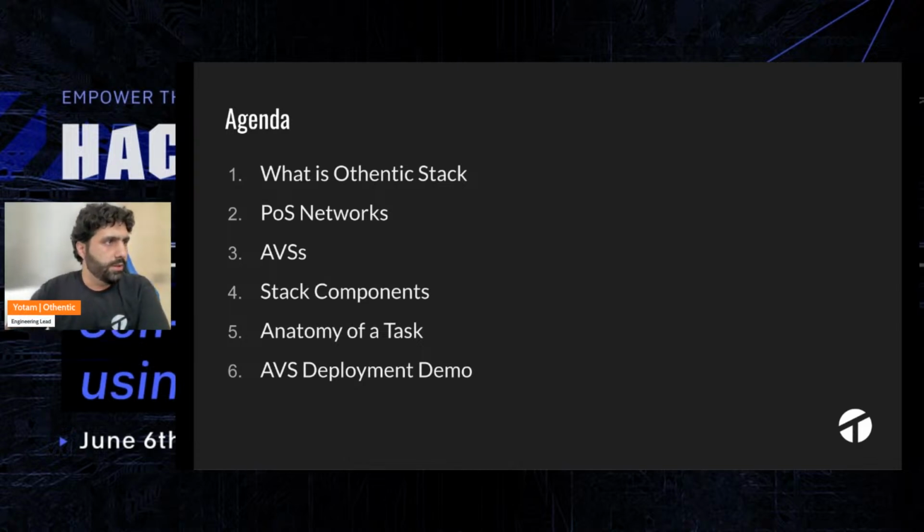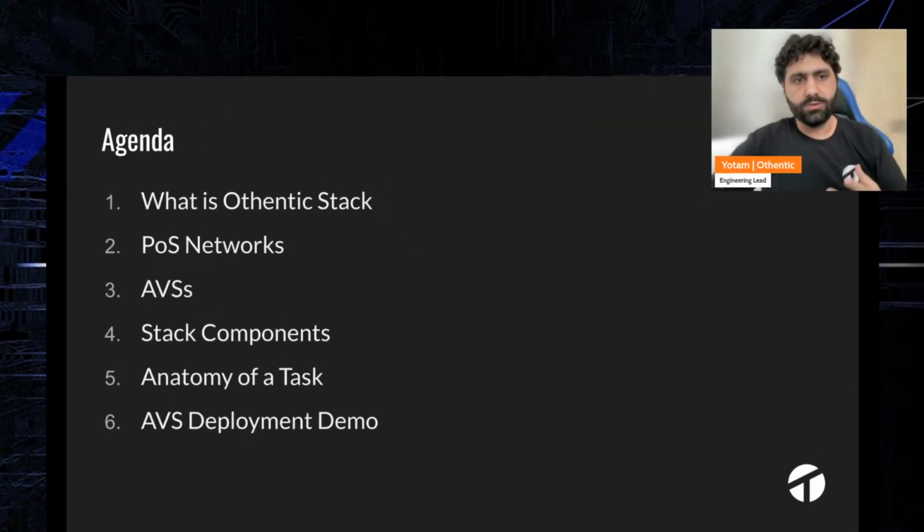So we have quite a packed agenda, so I'm just going to run through it real quick. I'm going to talk a bit about what the Othentic stack is. Then I'm going to give a really high-level overview of proof-of-stake networks and how they operate as it relates to AVSs and the Othentic stack itself. Then I'll talk about AVS networks and the similarities between AVS networks and proof-of-stake networks. Then I'm going to go over the stack components that come with the Othentic stack.